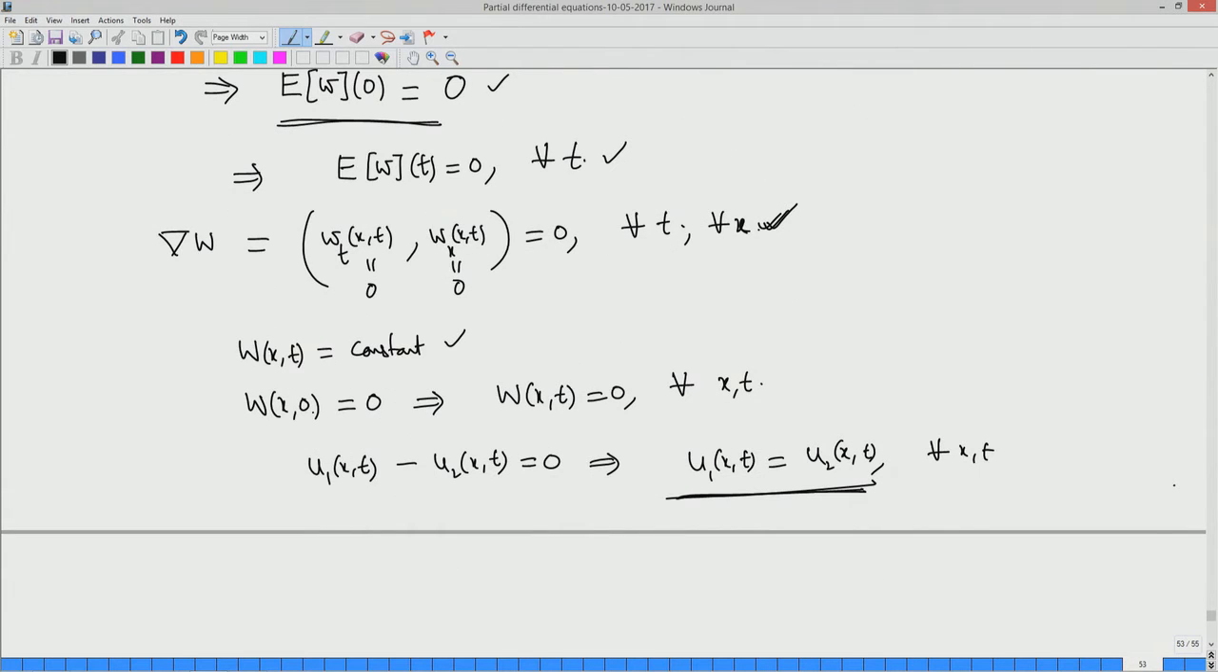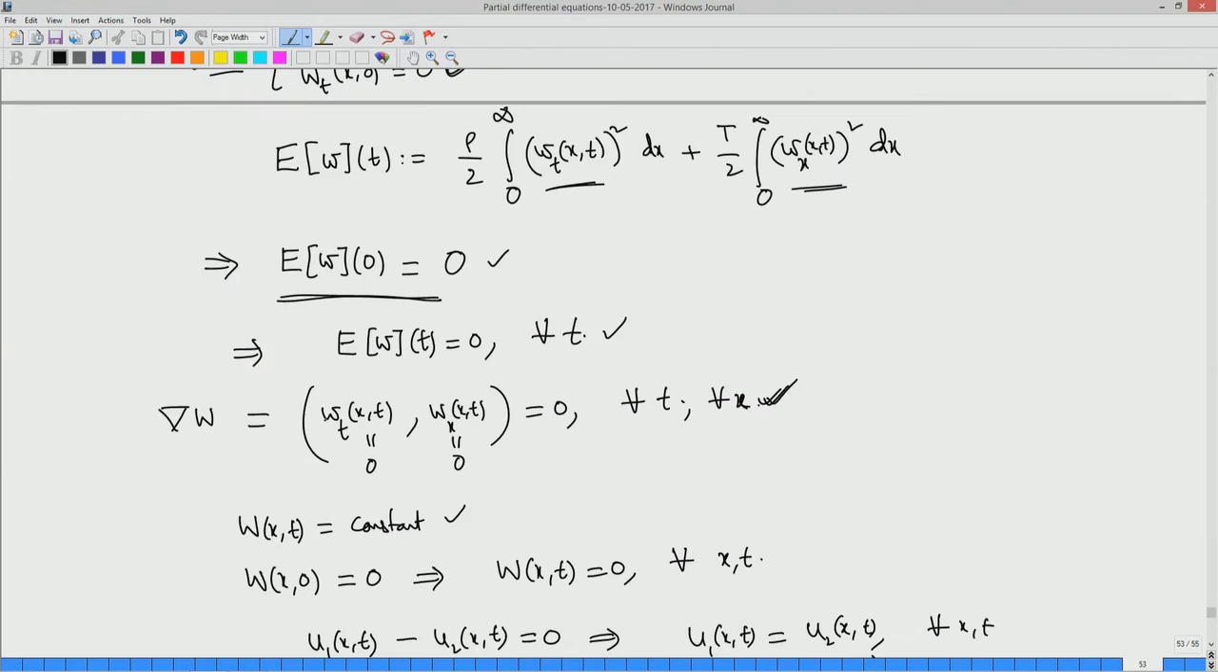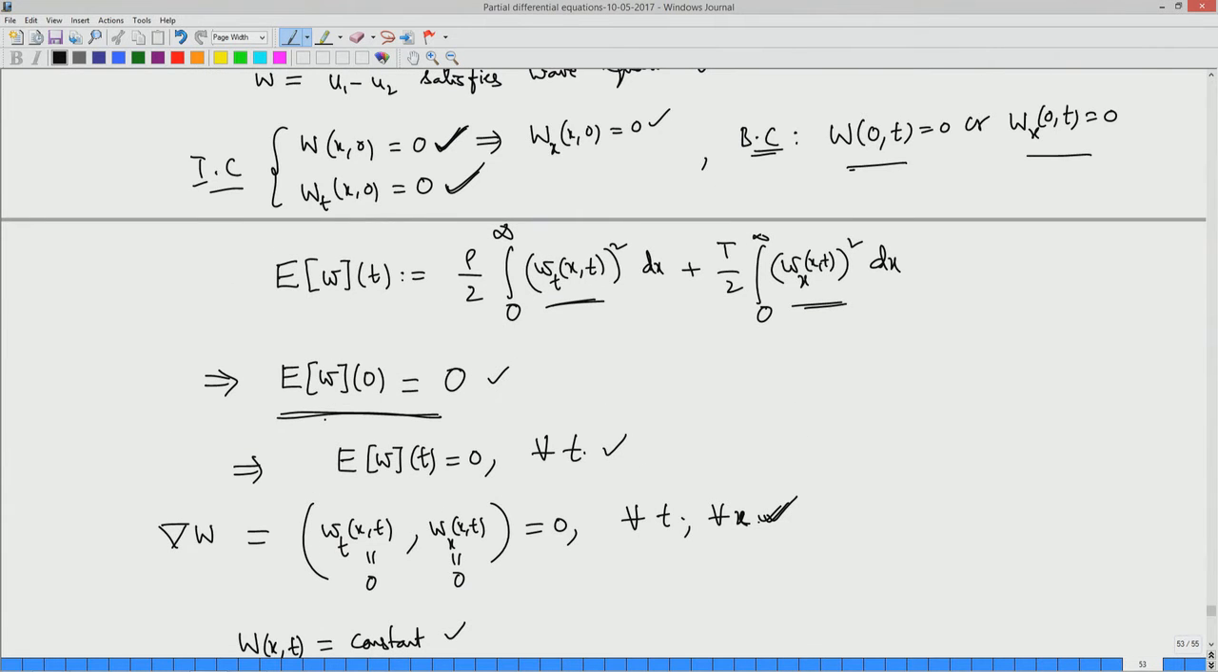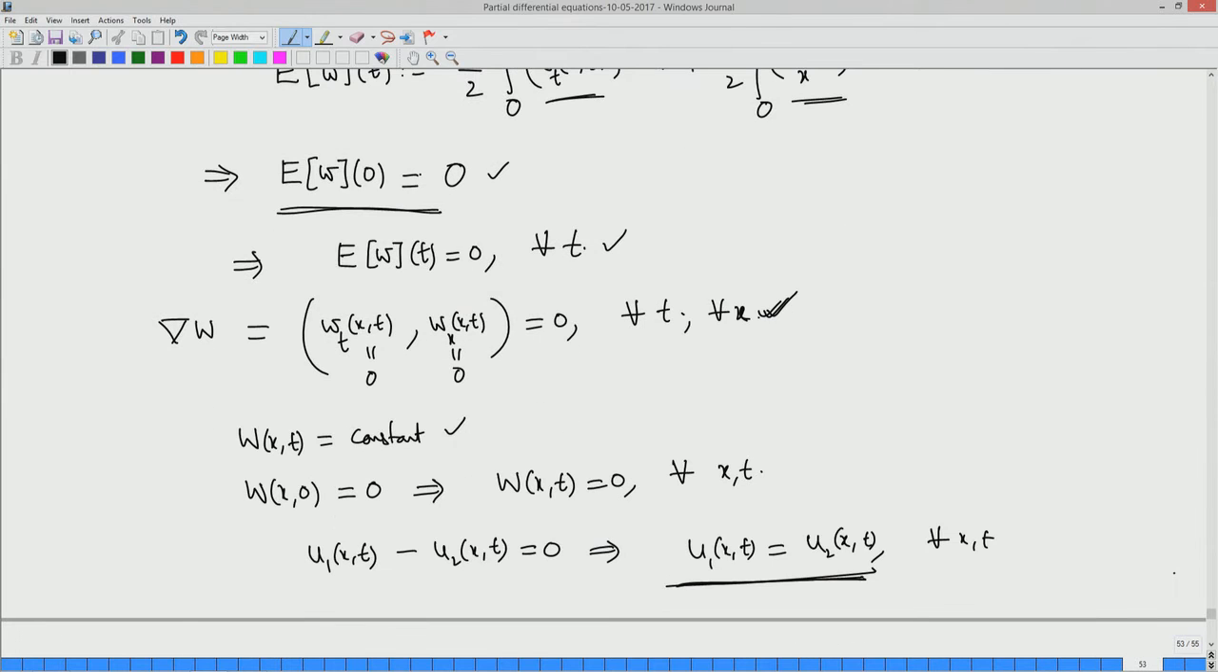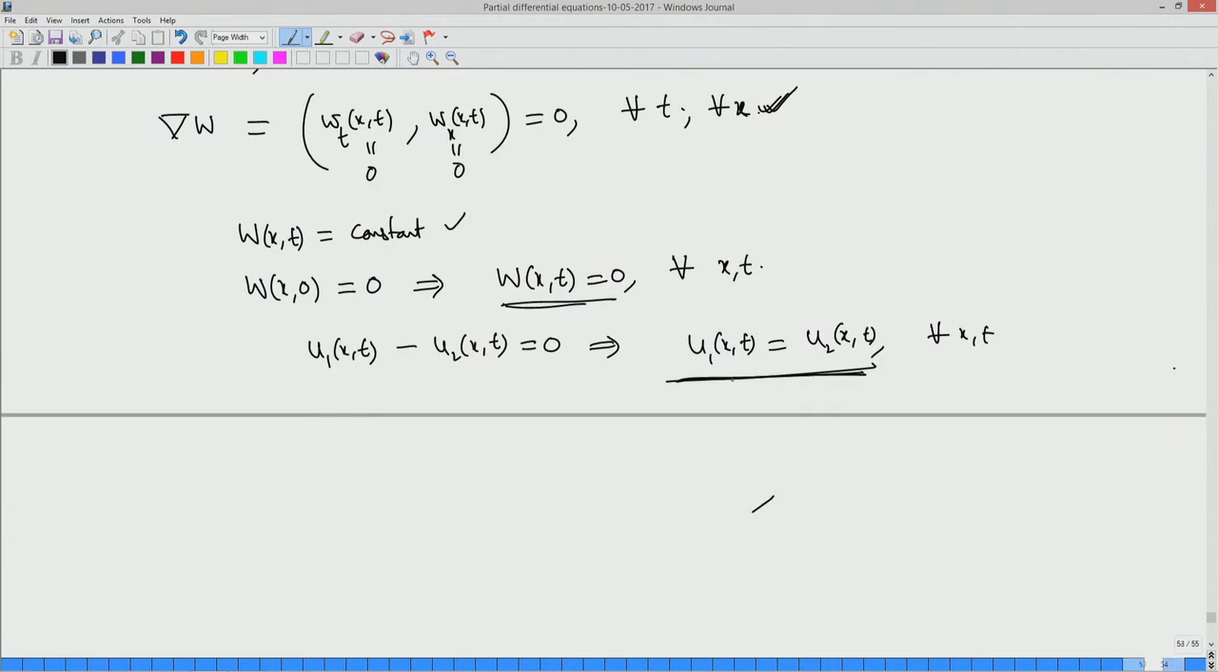So, w at t equal to 0, this we know from the initial condition, which is 0. So that implies w at x is a constant, and this has to be the same for all t. So this is 0 at t equal to 0, that implies for all t you have w equal to 0, that implies u1 equal to u2 for every x and t.